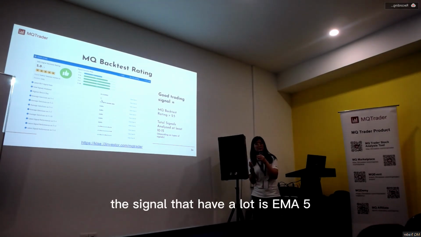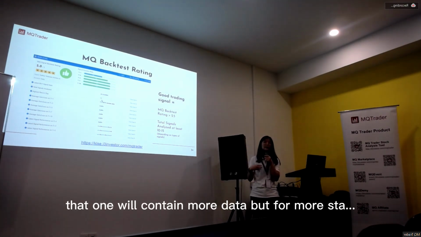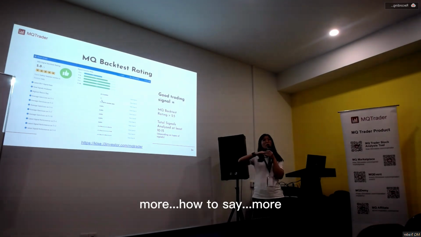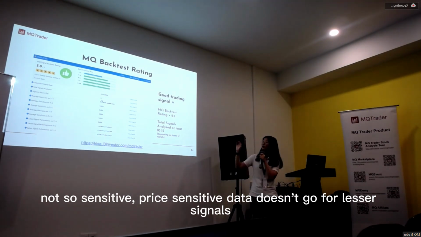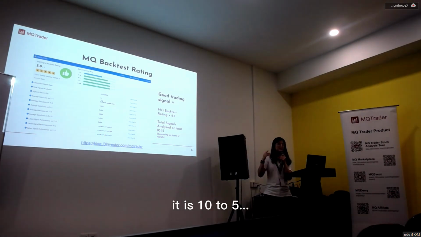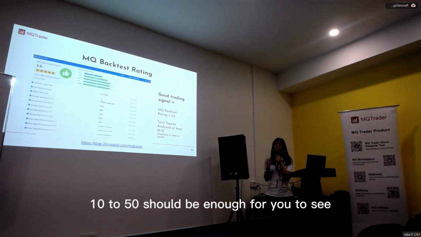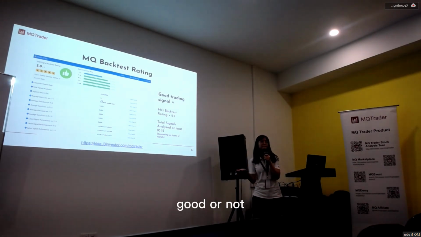Like the turtle strategy, they don't come up with a lot of signals. The strategy that has a lot is EMA 5 crossover EMA 20, which will have a lot of signals. So that one we need more data. But for less price-sensitive data, you can go for fewer signals. So it depends on the signals that you choose. But in general, as a rule of thumb, 10 to 15 should be enough for you to see whether this backtest result is good or not.